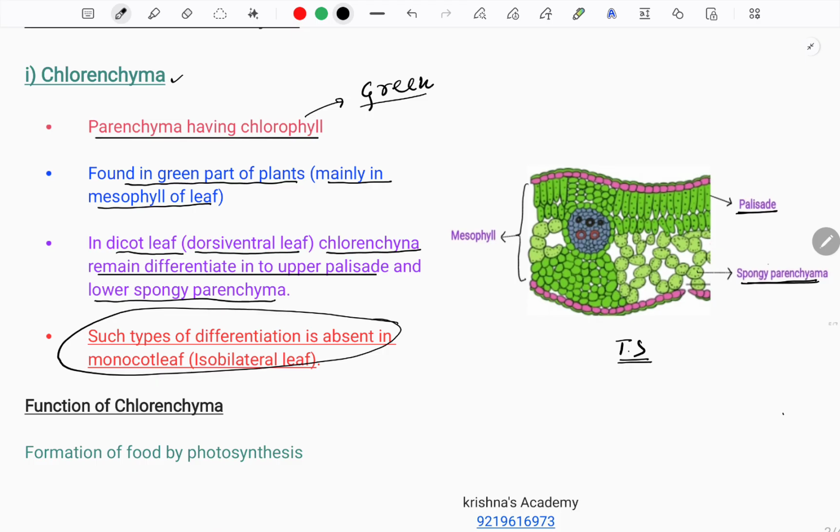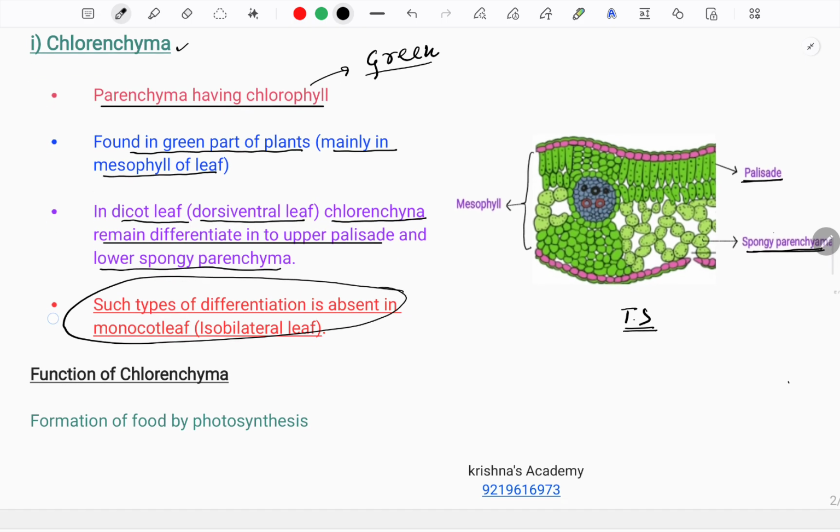In the next topic, anatomy of the leaf, we will discuss the dorsiventral and the isobilateral leaves. Dorsiventral leaves are those which have two different surfaces, the upper surface and the lower surface. Both are entirely different. But in the case of isobilateral leaves, both surfaces are of the same type.